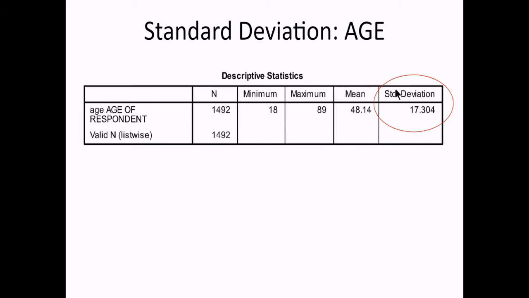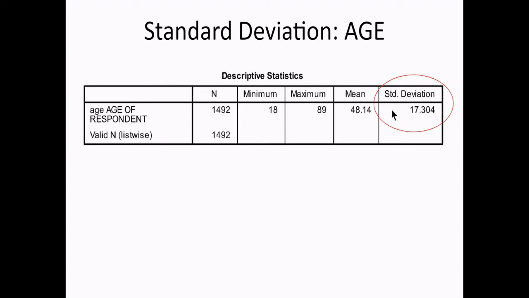And it tells us, when we have SPSS calculate this, that the standard deviation is 17.304. So to figure out where the majority of the population falls, where 2/3 of them fall around the mean, we would again take 17.304 from 48.14, and that would give us 31-ish. And then we would add 17 to 48, and that would get us, what, 65?